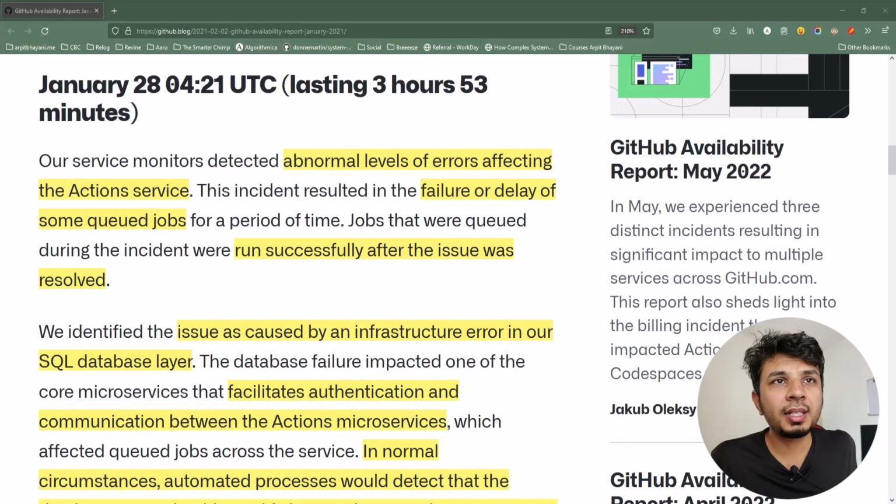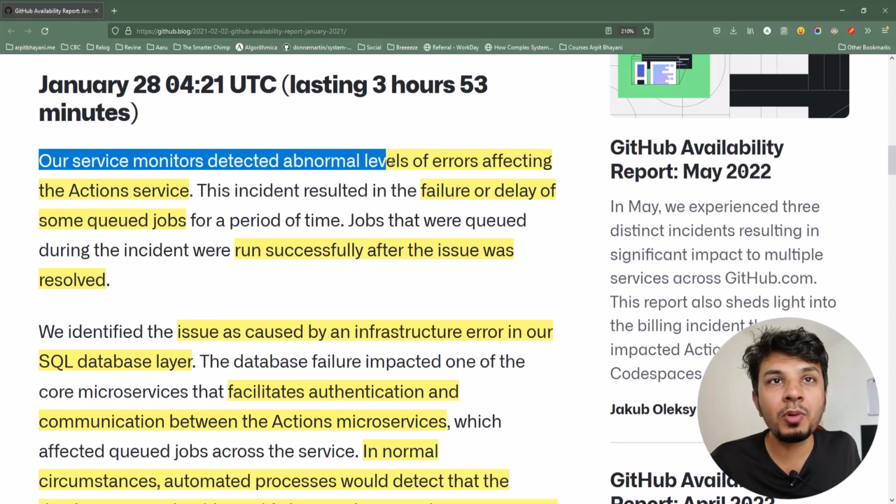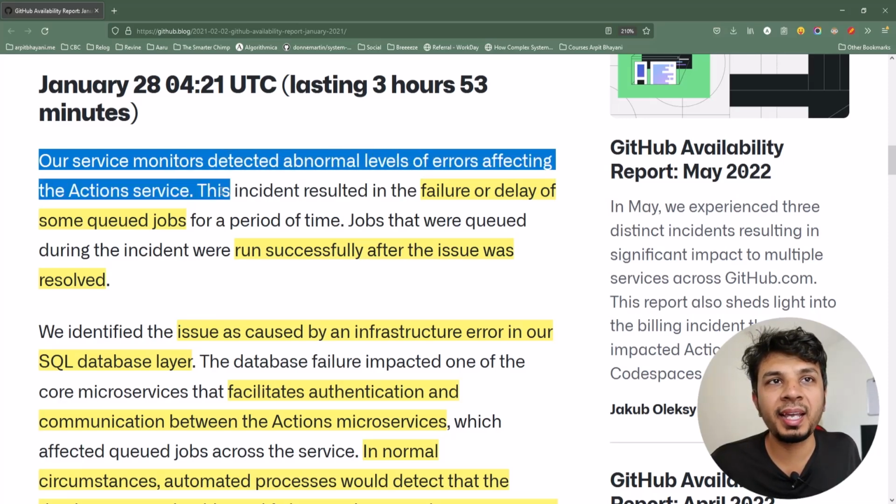So like always, we start with the incident report and here it goes. So what it says is, on January 28, 4 a.m. UTC, our service monitors detected abnormal levels of errors affecting action service.